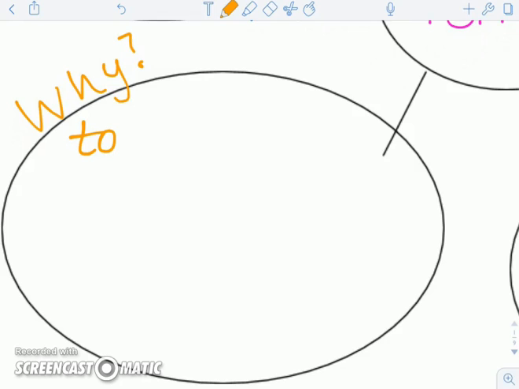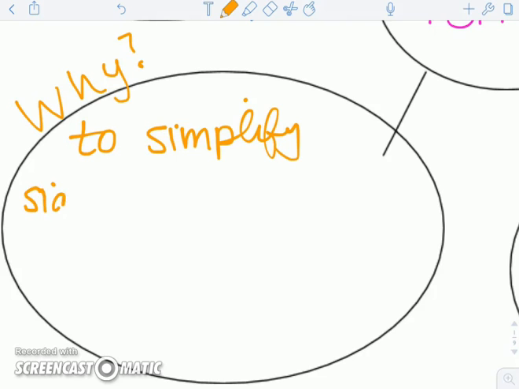So we use like terms and combine like terms to simplify sides of the equation before solving. And this makes our life easier if we combine like terms. We don't have to keep track of as many things. Everything's being combined, and then we can simplify.